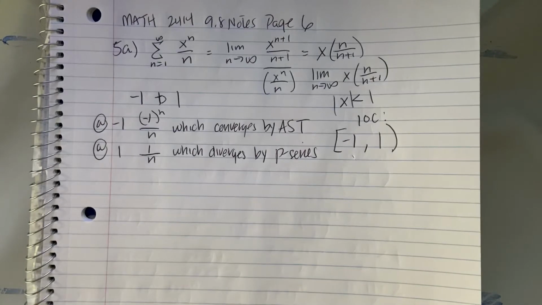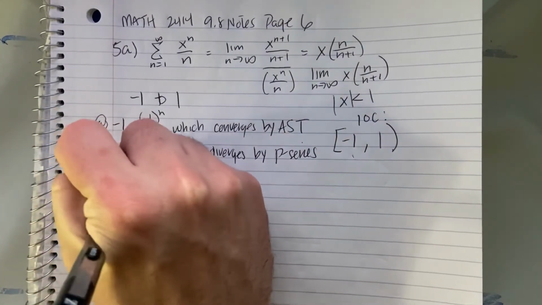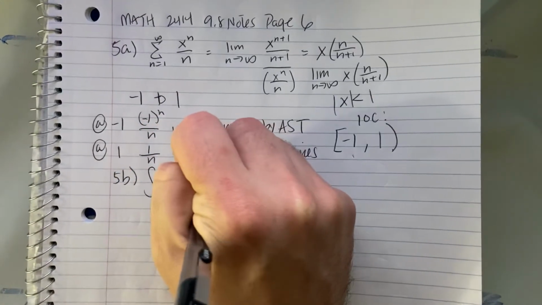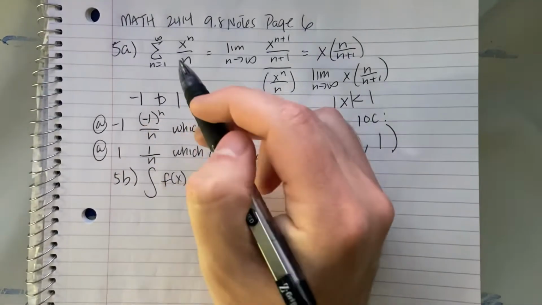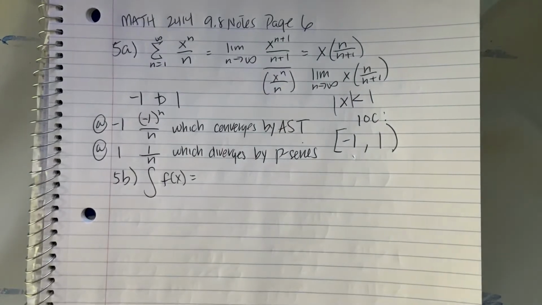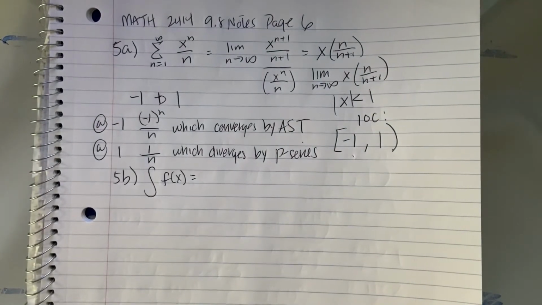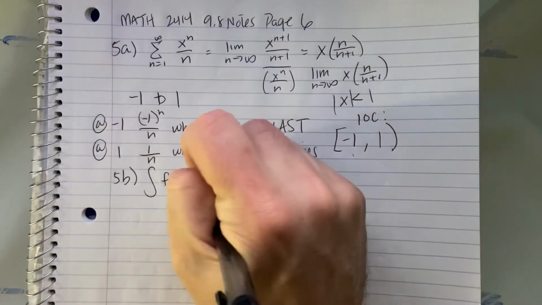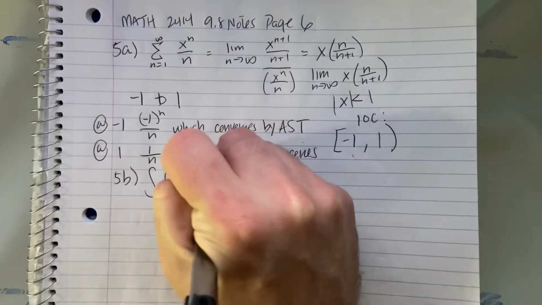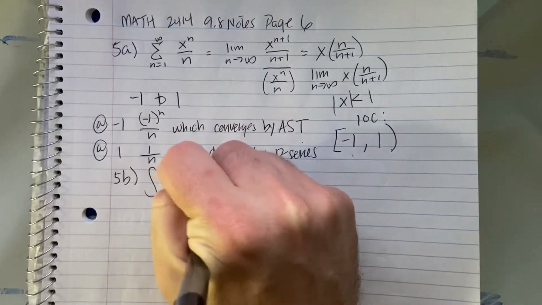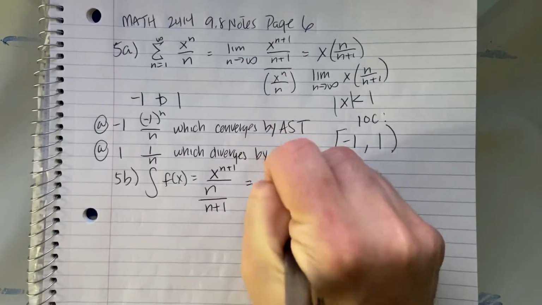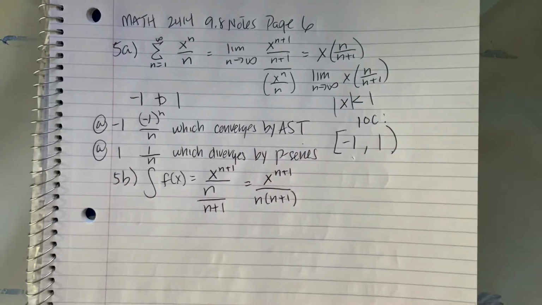But, so let's look at 5b. It tells you to find the integral of f of x, which was equal to that thing from part A. So what happens when we integrate x to the n over n with respect to x? When we integrate, we add 1 to the power and divide by the new power. So that becomes x to the n plus 1 over n, all divided by that new n plus 1, or x to the n plus 1 over n times n plus 1.